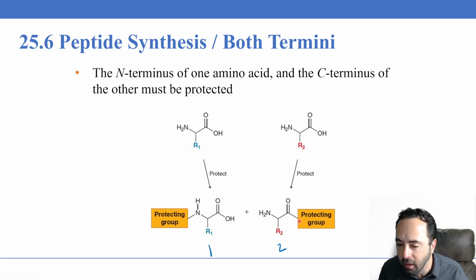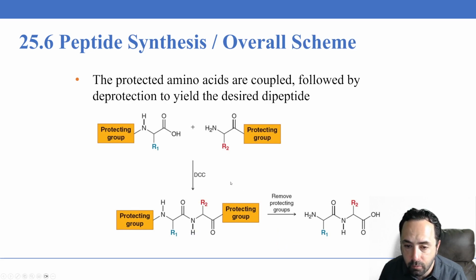And then we'll need to install a protecting group on amino acid number 2 so that its carbonyl is not attacked and we don't add the amino acid on the wrong end here, making it the C terminus. So we'll install these protecting groups between them. Then we react with DCC to initiate that reaction, and we can form the exact peptide bond that we're looking for, where the first amino acid is on the N terminus, the second amino acid is on the C terminus, and then we can remove the protecting groups and finally get the dipeptide that we're looking for. Again, the first amino acid here on the N terminus and the second here on the C terminus.